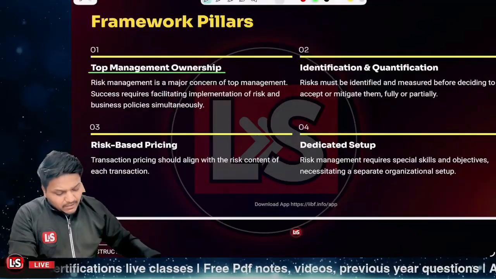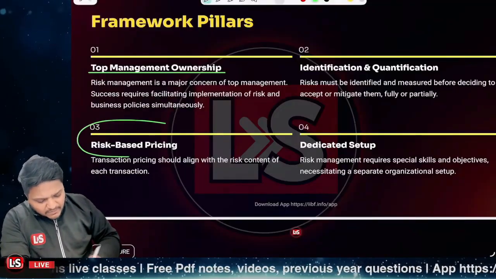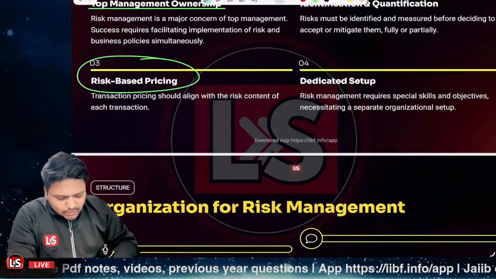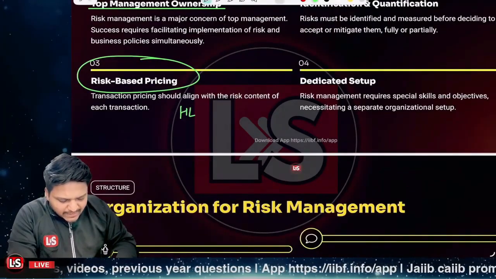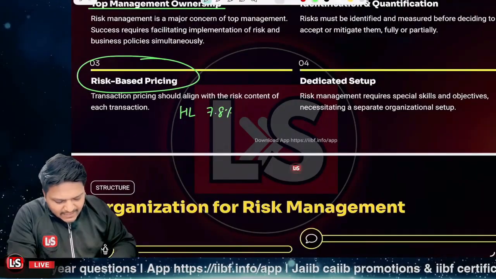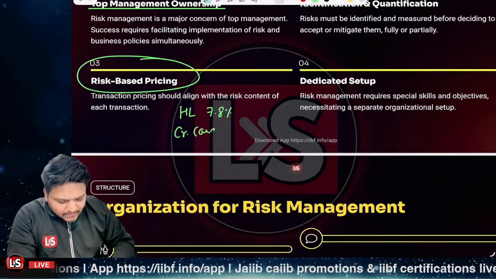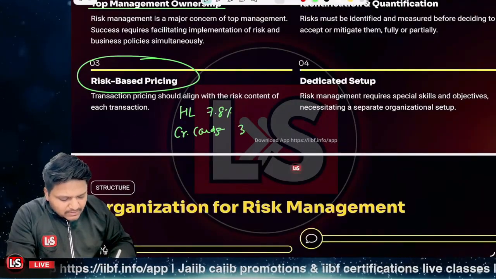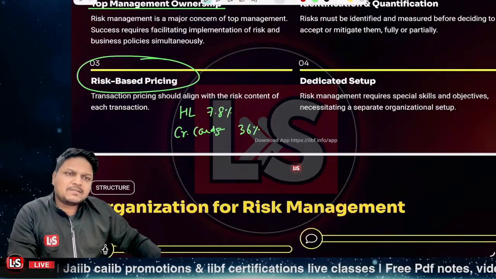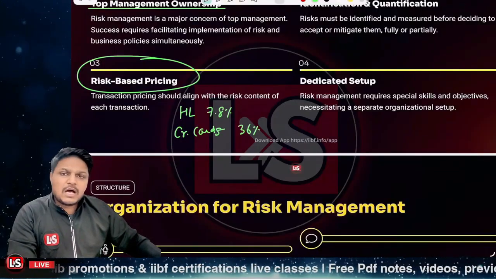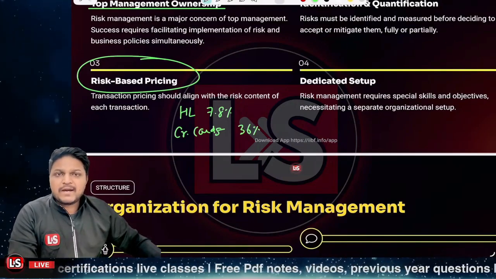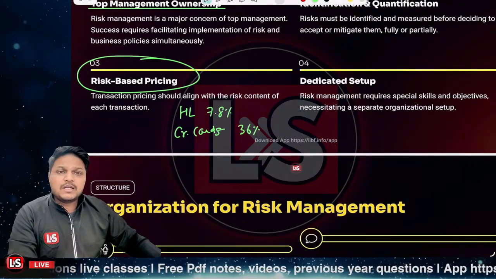After that, the third one is risk-based pricing. Very much important. Let's say your bank is lending for housing loans at 7.8%, and your bank is lending for credit cards at a whopping interest rate of 36%. Why is the bank lending for credit cards at 36%, whereas in the case of housing loans the bank is lending at around 8%? Why is there such a huge difference?